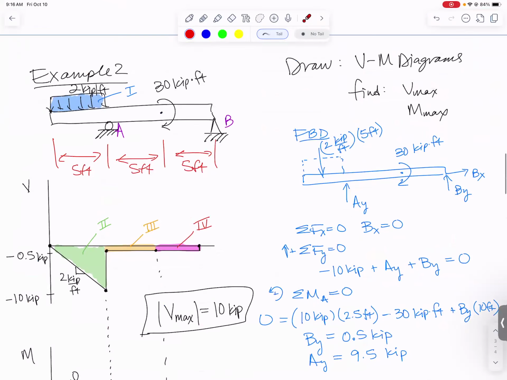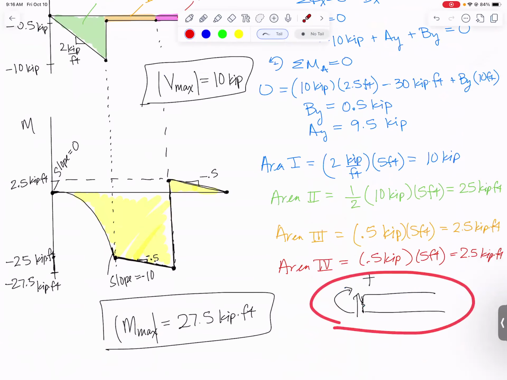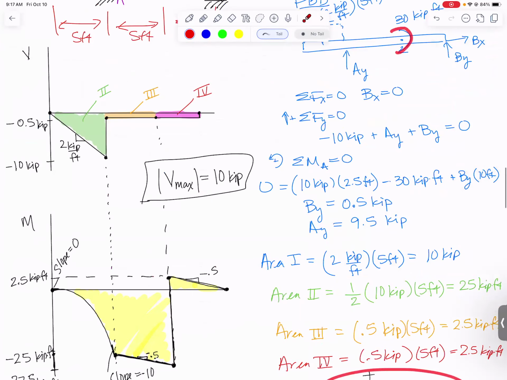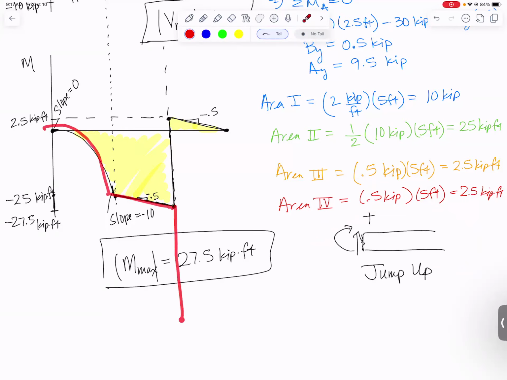This other example, we had the couple right here, somewhere in the middle of the beam, and we had to use our sign convention reminder here that anytime you've got a clockwise applied moment, you're going to be jumping up, which makes sense because our moment diagram was ending up very, very negative. In order to get back to zero, we clearly weren't going to be able to jump down and get back to zero. We needed to jump up to be able to get the curve back down to zero by the end.